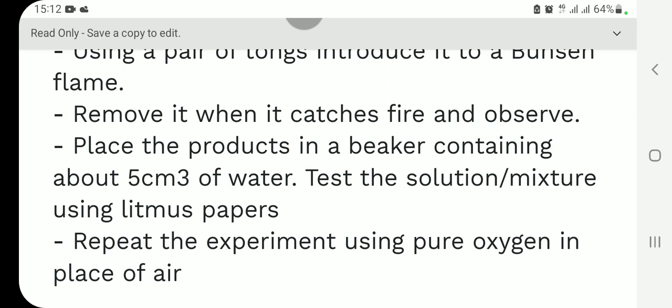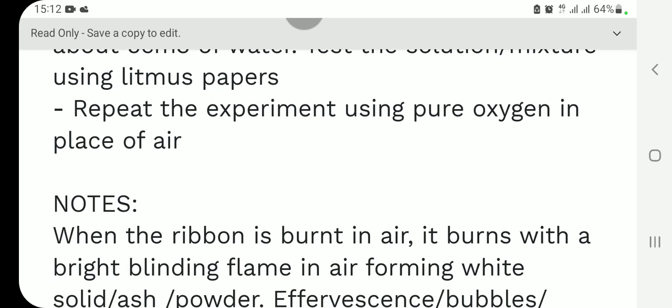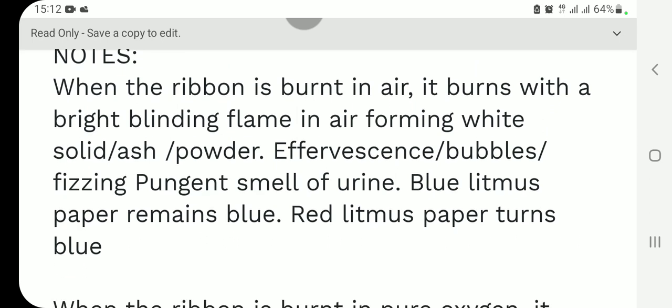After burning, take what you have obtained and put it in a beaker containing 5 centimeters of water. Then test the solution using litmus paper, either red or blue. You see whether it's acidic or basic. What you observe is that when the ribbon is burnt in air, it burns with a bright blinding flame, forming a white solid, ash or powder.